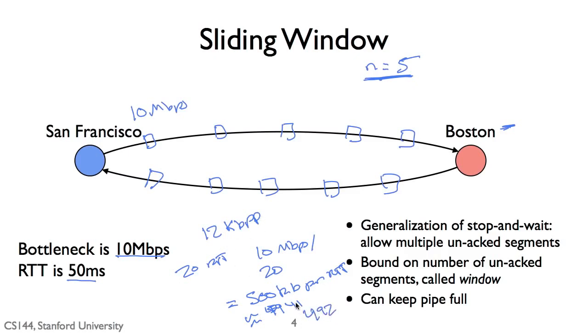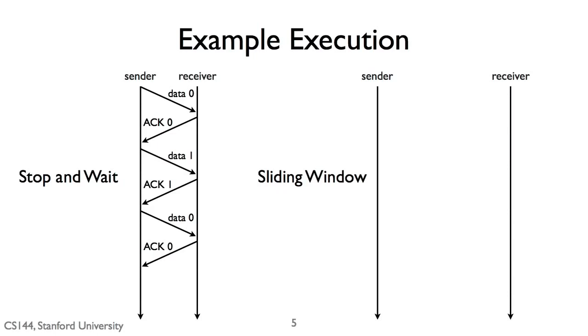And so if we had a sliding window of 40 packets, then we'd actually be able to sustain a 10 megabit connection from San Francisco to Boston with a round trip time of 50 milliseconds. So just to draw a picture, kind of show what this looks like.